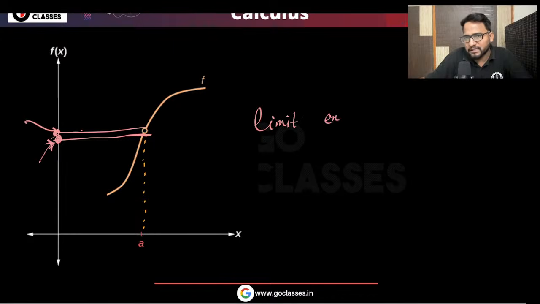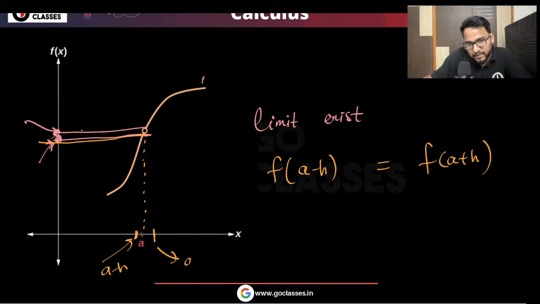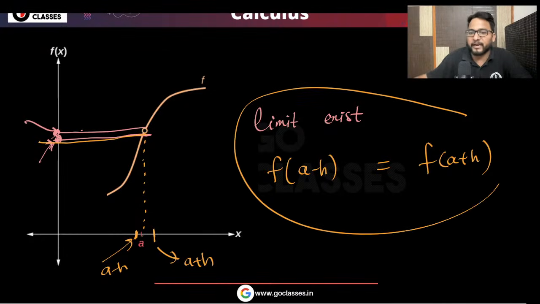Why am I saying limit exists? Because I am able to say that f of a minus h is the same as f of a plus h. What do I mean by that? The function value immediately left of this a, which is a minus h, and immediately right, which is a plus h. If you check the values, these values are the same. That is why I will say limit exists.